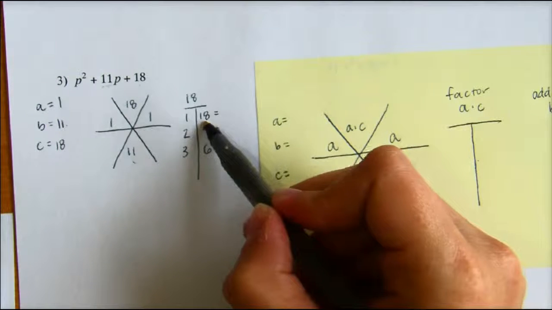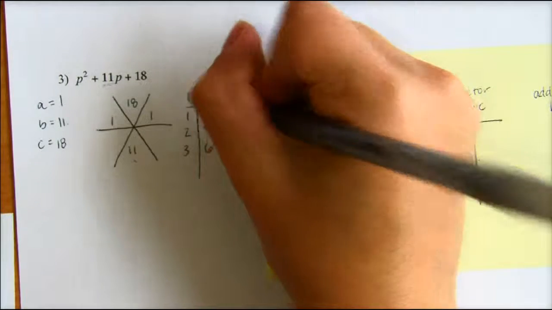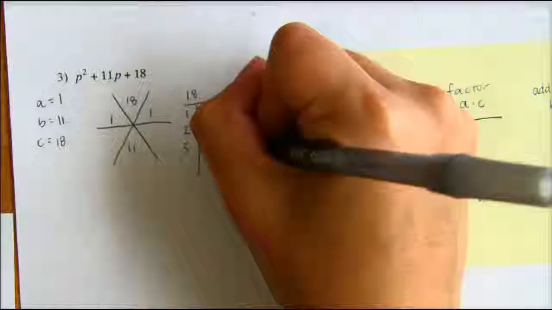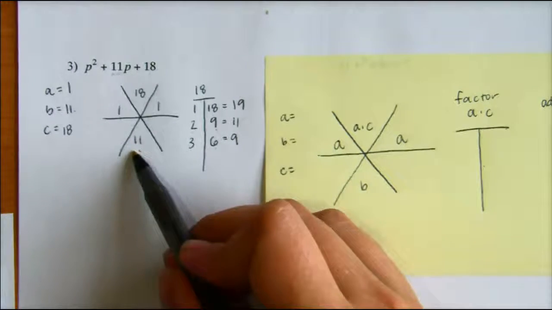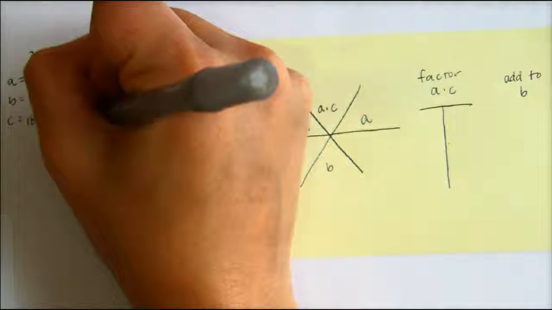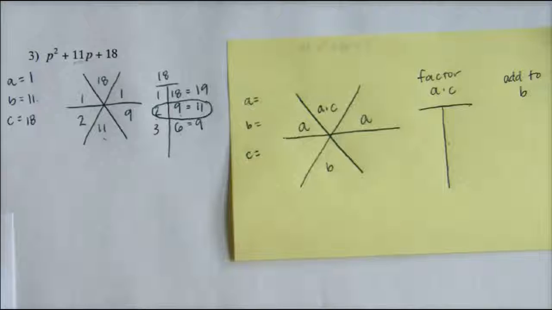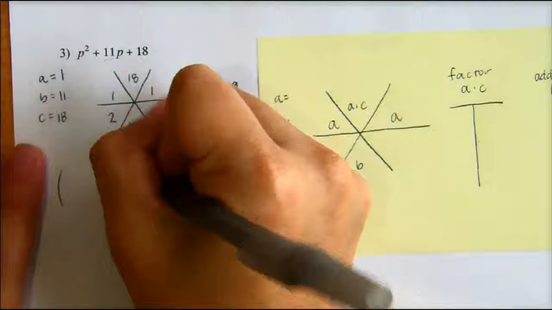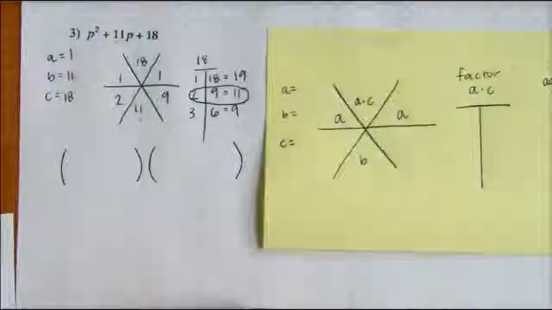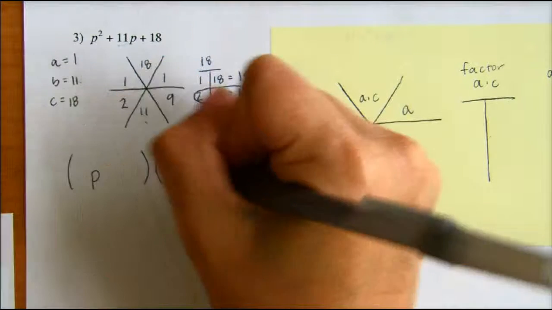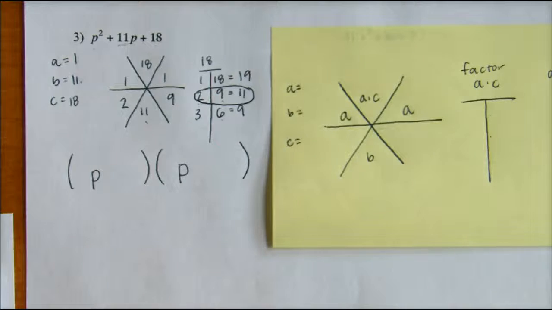So 1 plus 18 will give me 19. 2 plus 9 will give me 11, and 3 plus 6 will give me 9. The set that added to my b value, so add to b, was my 2 and 9. So I'm going to fill those in, 2 and 9. I'm going to fill those into my blank spots. My last step is to set up my factors. So I'm going to set up my two binomials. In this case, I have a p squared, so I'm going to put a p at the front of each of those sets of parentheses.